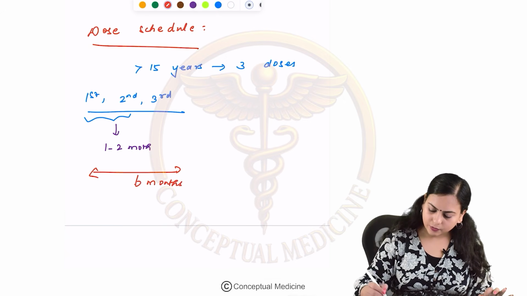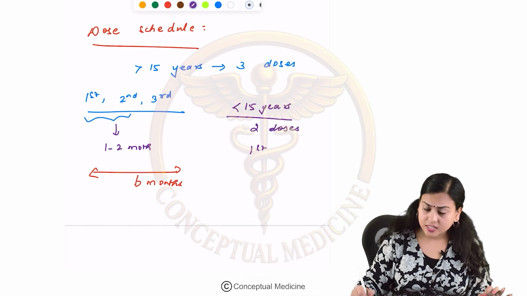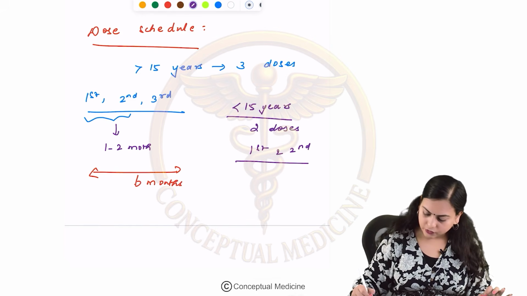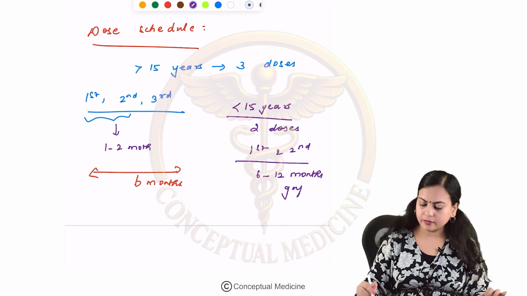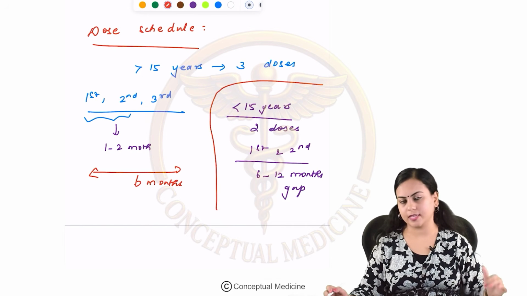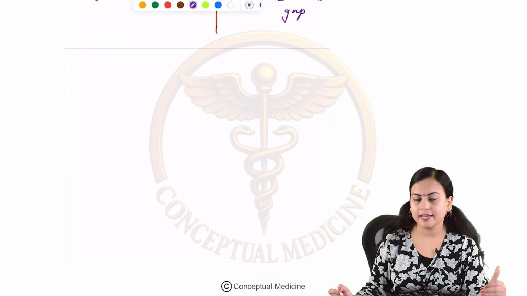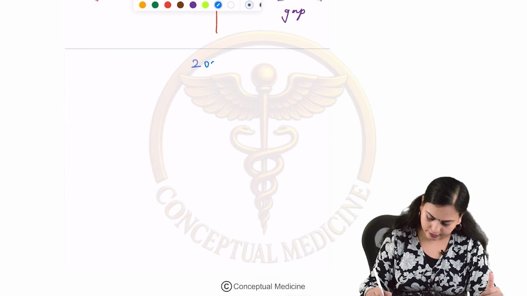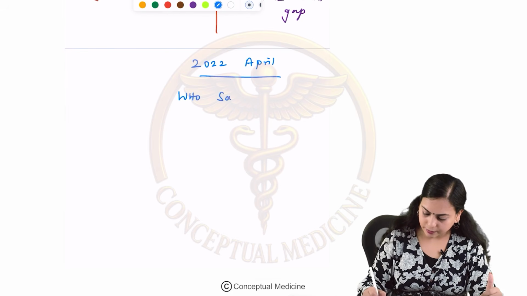Now, suppose if the female is less than 15 years, you can give 2 doses, that is first dose and second dose, which will have a 6 to 12 months gap. Clear? So, this is for your more than 15 years and this is for your less than 15 years.